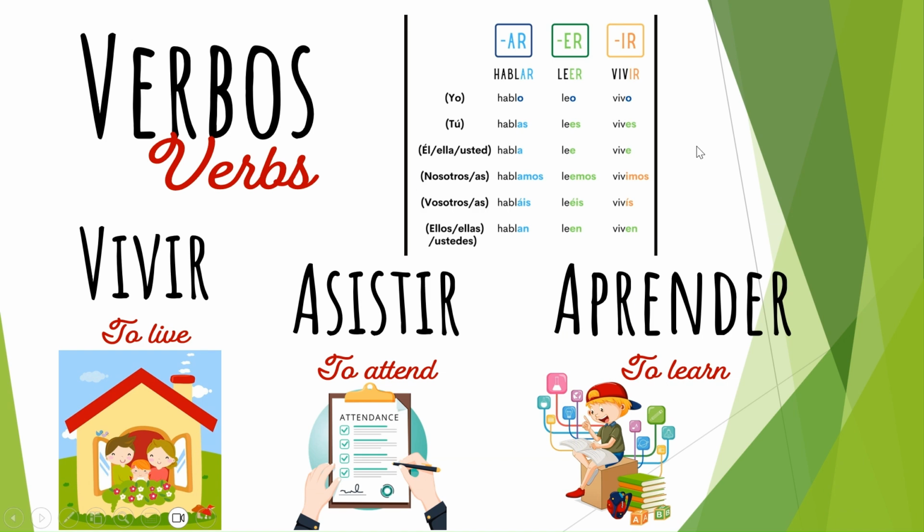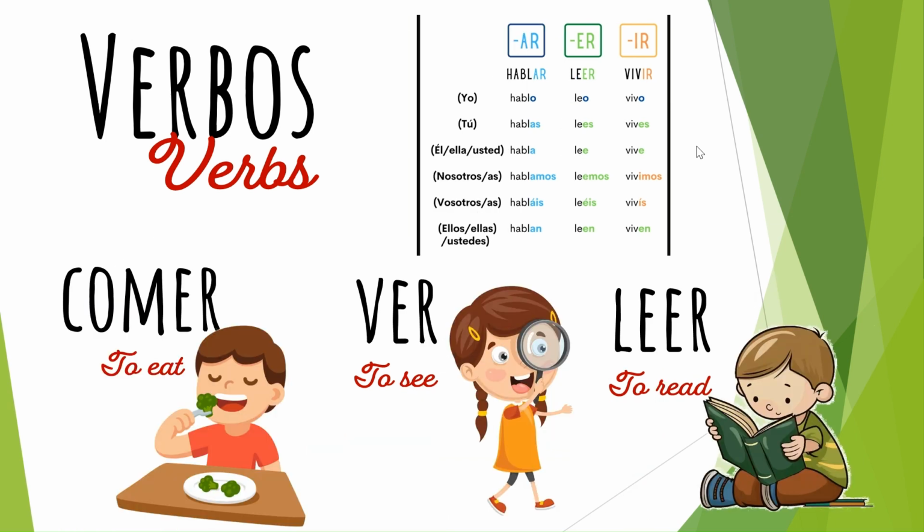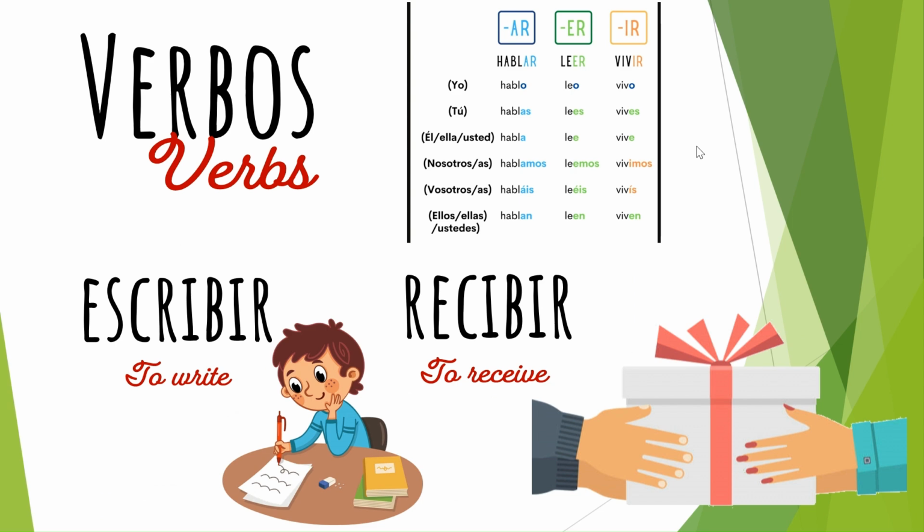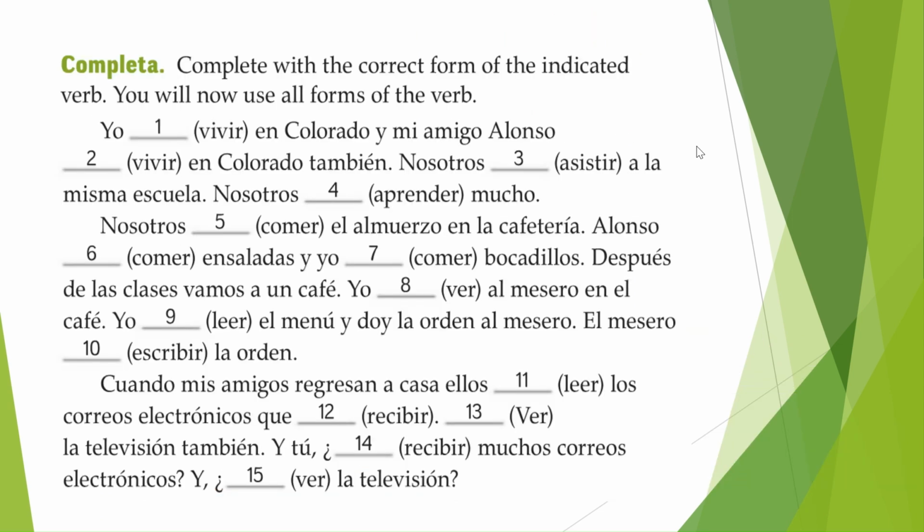What is the meaning of each verb that you will have in the reading comprehension? The first one is vivir, that means to live. The second verb is asistir, to attend. Aprender, to learn. Comer, to eat. Ver, to see. Leer, to read. Escribir, to write. Recibir, to receive.